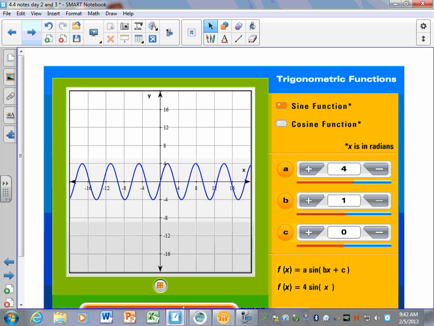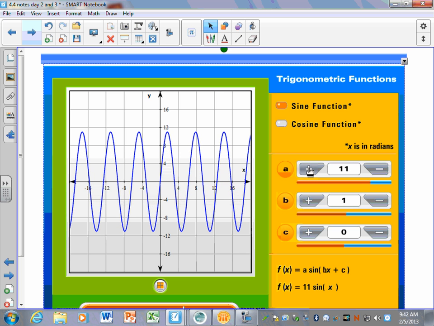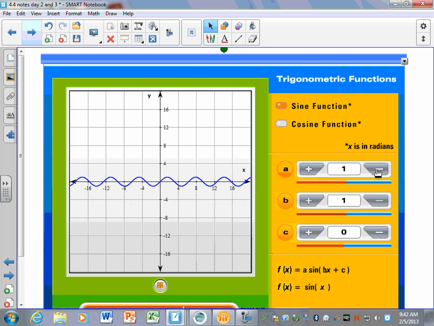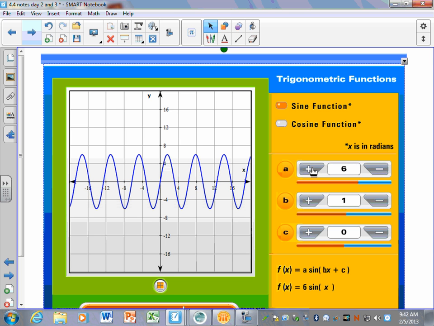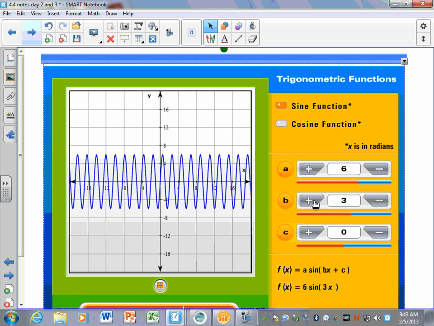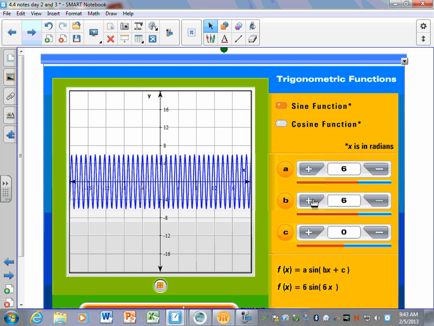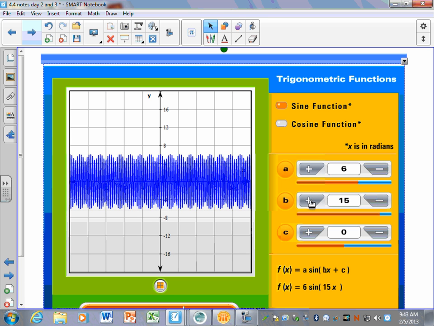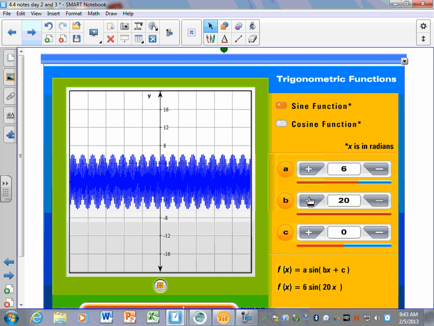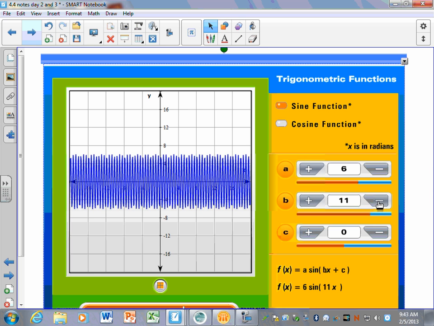So we already know A, right? If I keep making A bigger, it's just going to stretch my graph out. It doesn't go to fractions. If it did, it would be better, but it doesn't. B changes your period, which means if I keep changing B, oh my goodness, the period keeps getting smaller and smaller and smaller. I don't think I want to graph that, but it's kind of cool.